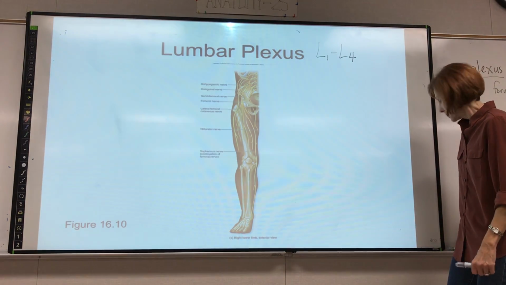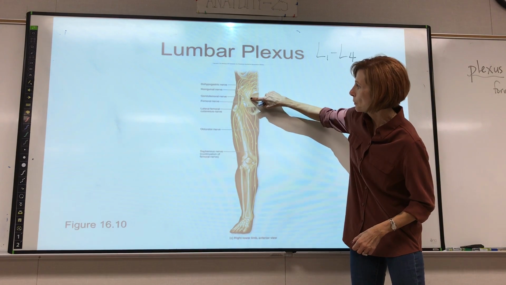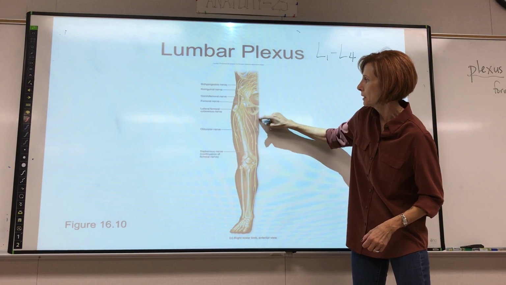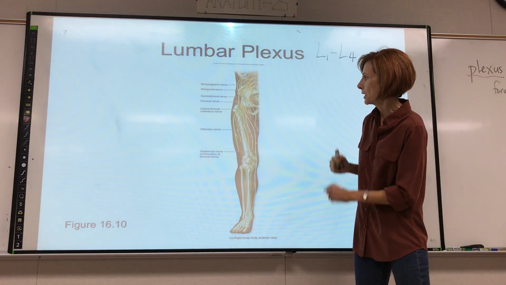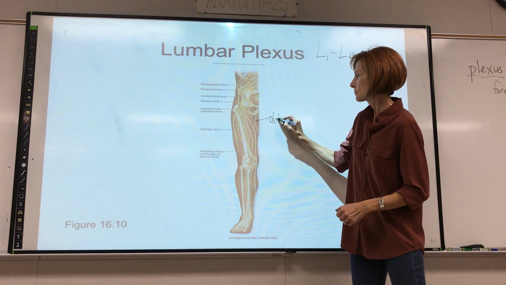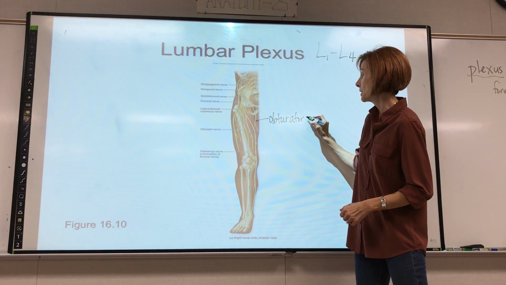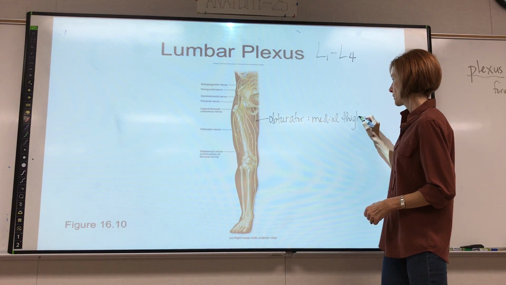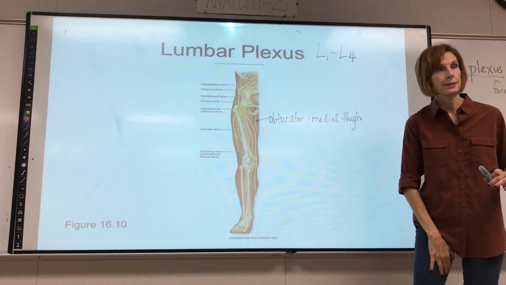Okay, so you can see here that that small obturator nerve actually goes through the obturator foramen and the pelvis, comes down toward the medial thigh. So this nerve supplies the medial thigh. This would be the nerve supplied to the adductor muscles.